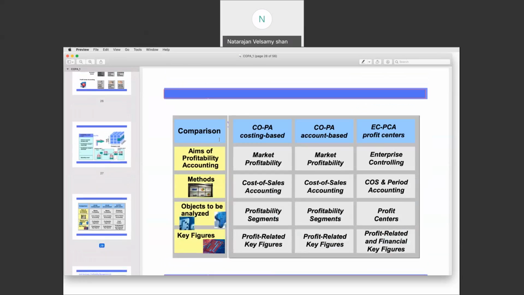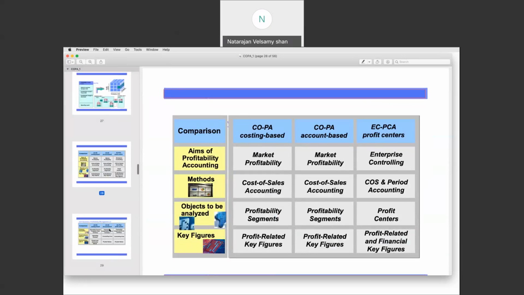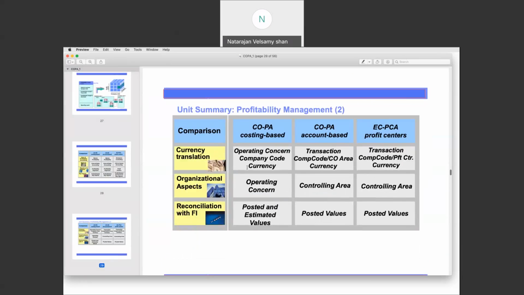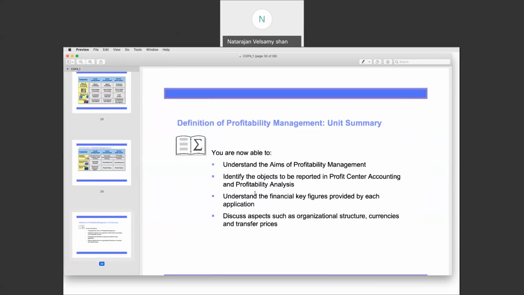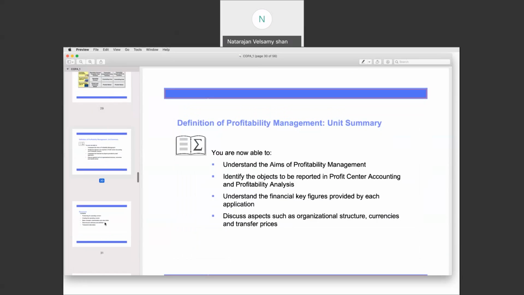This is a comparison of the aims of profitability management, the methods, the objects to be analyzed, and the key figures. Just pause and have a look at this. This is a continuation of the comparison. And the definition of the profitability management unit summary. You will be able to understand the aims of profitability management, identify the objects to be reported in profit center accounting and profitability analysis, understand the financial key figures provided by each application, and discuss aspects such as structure, currencies, and transfer prices.